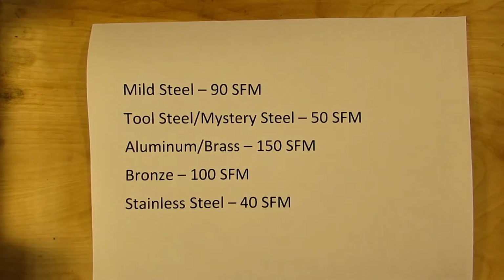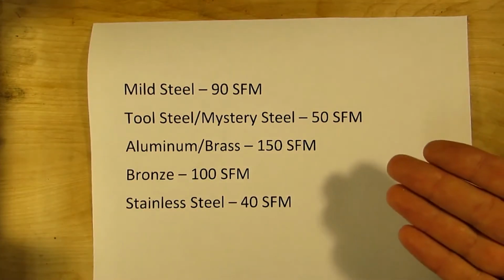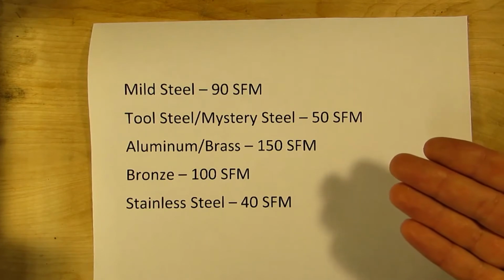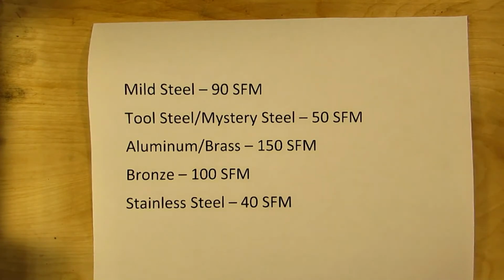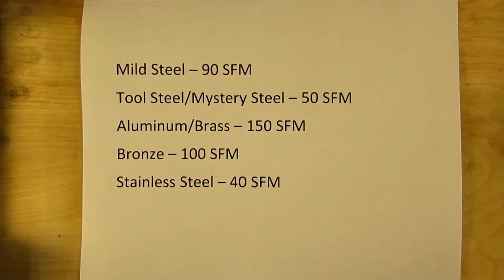Now, these are actually very conservative numbers, which is by design. If you're running at these speeds, you're not going to destroy your tool with heat. As I mentioned before, these numbers are based on using a high-speed steel tool. So if you were using a carbide tool, you can actually double or triple these depending on whether or not you're using coolant.